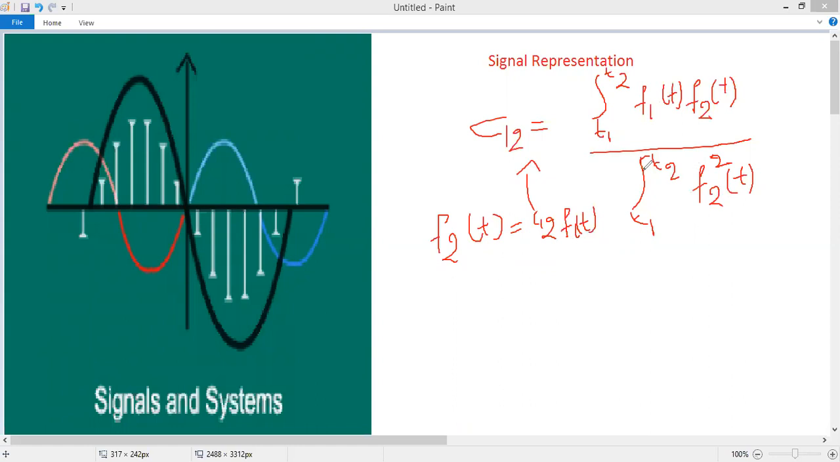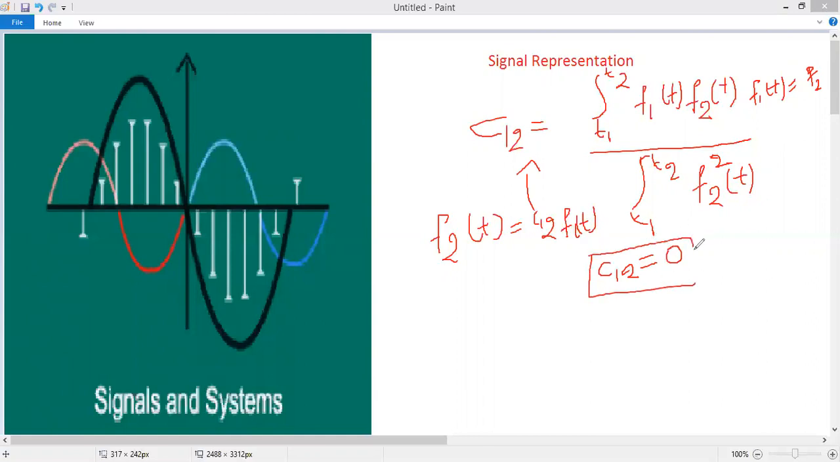So this is the equation to represent the signal F1 of t in terms of F2. Okay, this is the equation. Suppose two signals are orthogonal. In such a case, the C12 value is 0.